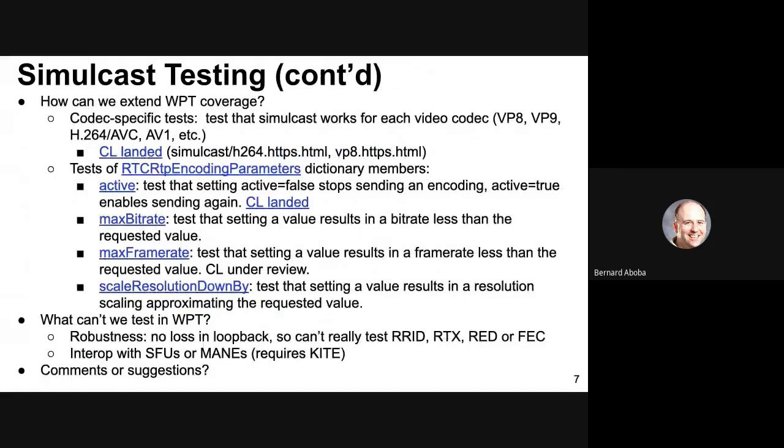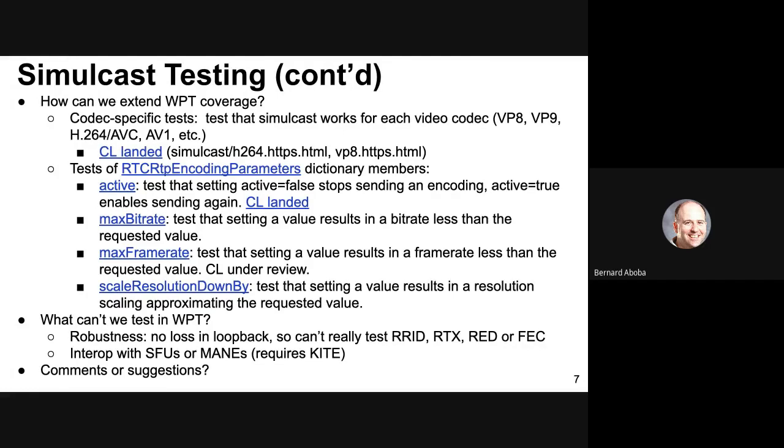And then the next question that Dom asked in particular was, how far can we extend this WPT test coverage to test the simulcast functionality? So we've had a couple of ideas on how we might do that. One is just to have codec-specific tests to make sure that simulcast works for each of the video codecs. And so we have a CL that landed for H.264 and VP8. Of course, we can probably extend this to test VP9, AV1, whatever comes in. It's a fairly simple change to do that. So that's one avenue for coverage: to test each codec.